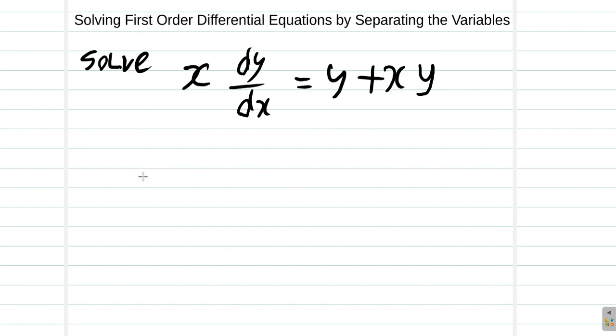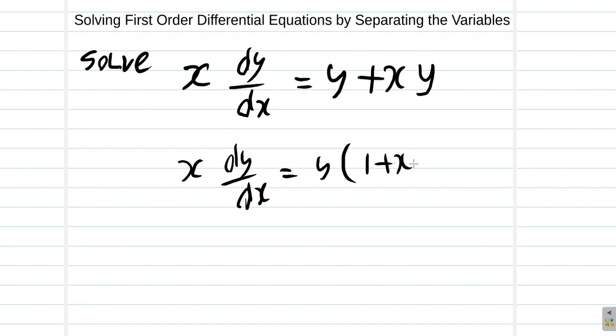Separating the variables. On the left you have y's and numbers if they're there, dy. On the right you have x and numbers if they're there, dx. Although I'm not seeing any numbers right now. Now, suppose you have two y's here. Factorize the right hand side. You have x dy by dx equals y outside the bracket, 1 plus x. Okay, you have a number now, 1.